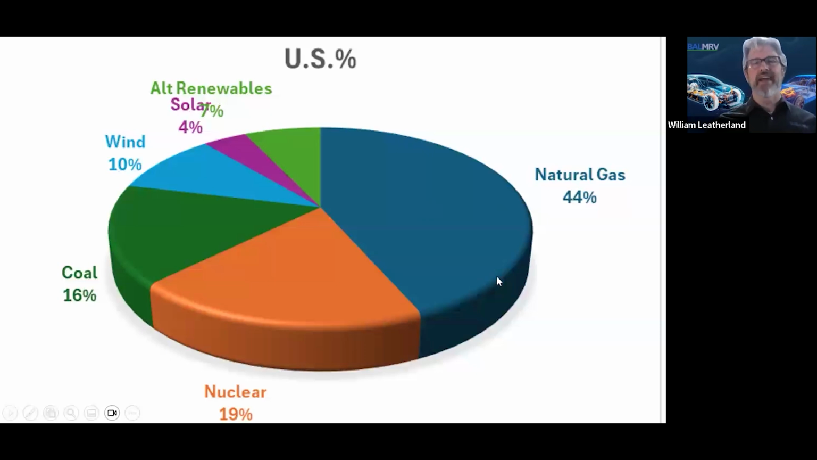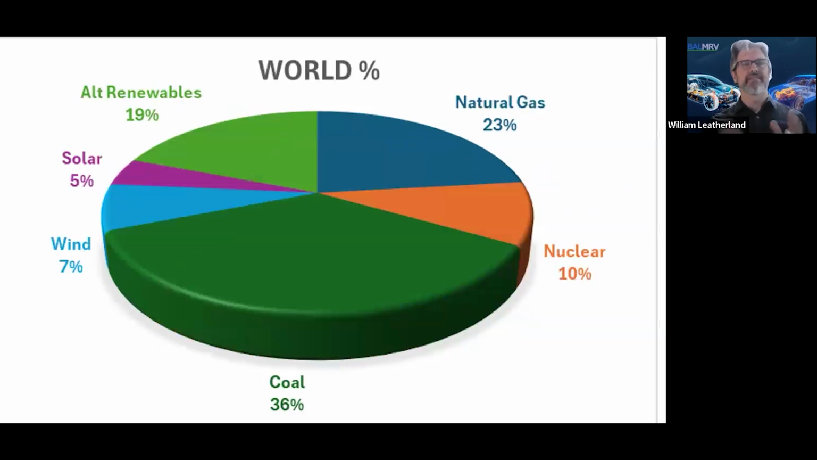In the United States, we've got natural gas running at 44%, nuclear at 19%, coal at 16%, and then you see all the other renewables, wind, solar, and alternate renewables that would include things like hydroelectric power. They come out to be about 21%. So if you look at the world, I thought it would be much more renewables throughout the world, and it is a higher percentage, but coal is the number one way of producing electricity throughout the world. So coal at 36%, nuclear at 10%, natural gas at 23%, with your renewables, solar and wind coming in at about 31%. So a little bit higher for the renewables throughout the world.